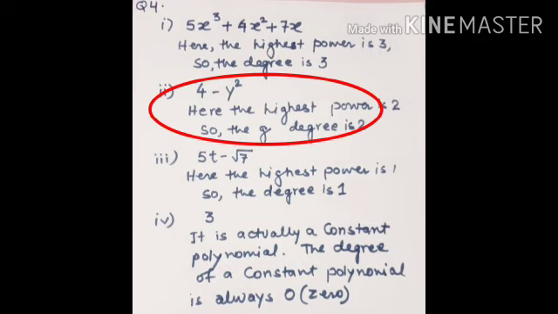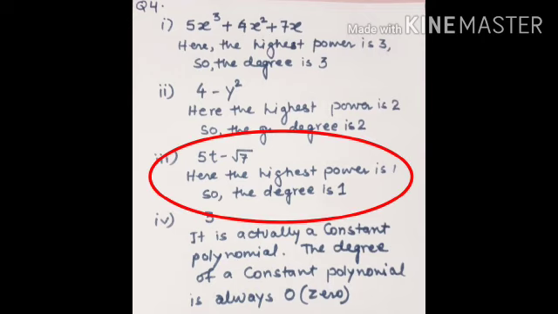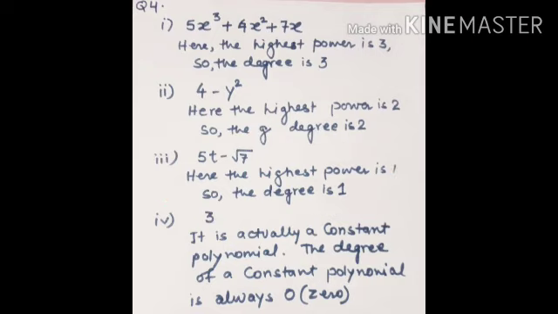Number 2, the polynomial is 4 minus y square. Here the variable used is y, and the degree is 2 as the highest power is 2. Similarly, in number 3, the polynomial is 5t minus root 7, and the variable used is t, and you can see that the highest power of t is 1, so the degree of this polynomial will be 1.